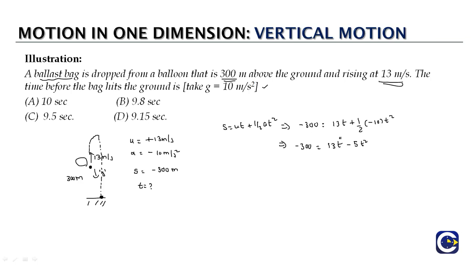So we'll bring the terms on the right side to the left side. The minus 5t square will become plus 5t square, and the 13t will become minus 13t. So the final expression we have is 5t square minus 13t minus 300 is equal to 0. Now this is a quadratic in terms of time.